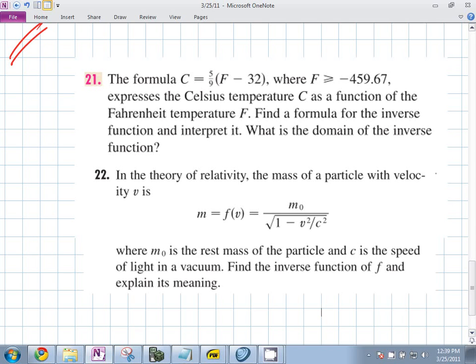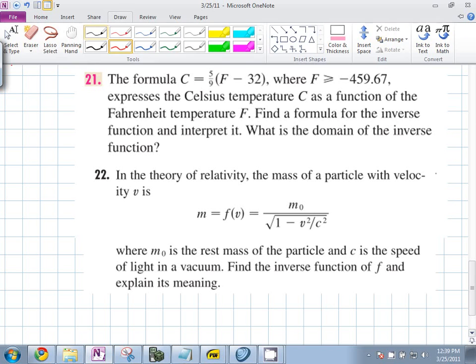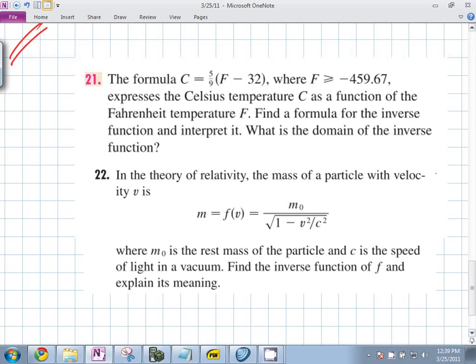Find a formula for the inverse. So what would the inverse formula be? What is the inverse formula? Can someone tell me what it is? F equals what? 32 plus 9/5 C?